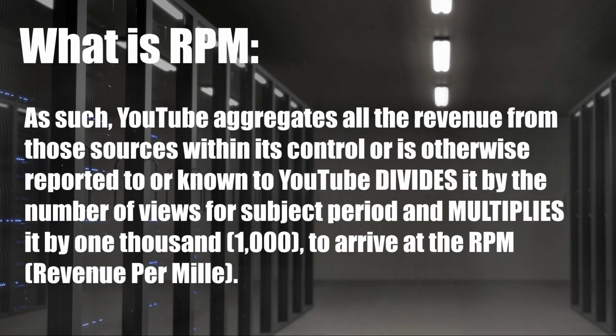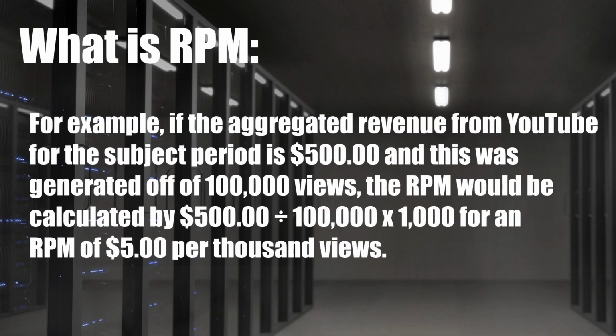As such, YouTube aggregates all the revenue from those sources within its control or is otherwise reported to or known to YouTube, divides it by the number of views for the subject period, and multiplies it by 1,000 to arrive at the RPM, revenue per mille. For example, if the aggregate revenue from YouTube for the subject period is $500, and this was generated off of 100,000 views, the RPM will be calculated by $500 divided by 100,000 times 1,000 for an RPM of $5 per 1,000 views.